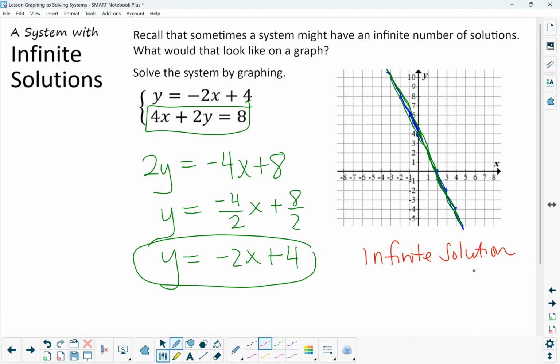And again, that doesn't mean every point is a solution. This point is not a solution. This point is not a solution. It just means I can find an infinite number of xy pairs that are solutions to the system, because every single point on that line is a solution.